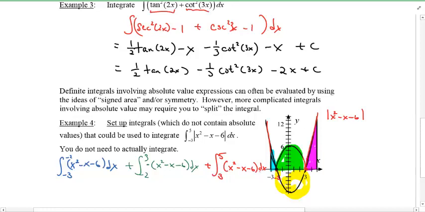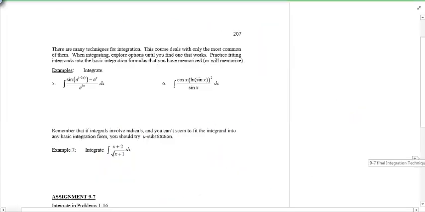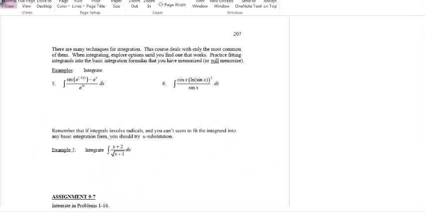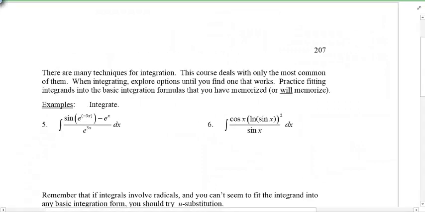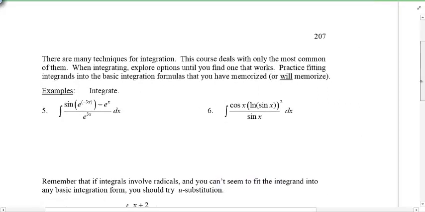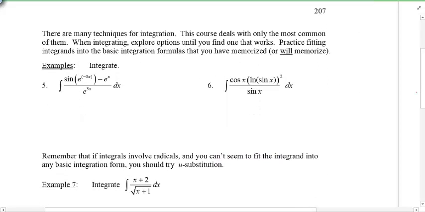Alright. Turn the page. So once again, there are many techniques for integration. And this course only deals with the most common of them all. When integrating, please explore options until you find one that works. And you might want to practice fitting the integrands into basic integration formulas that you have memorized or will have memorized. So looking at number 5, this looks really scary.